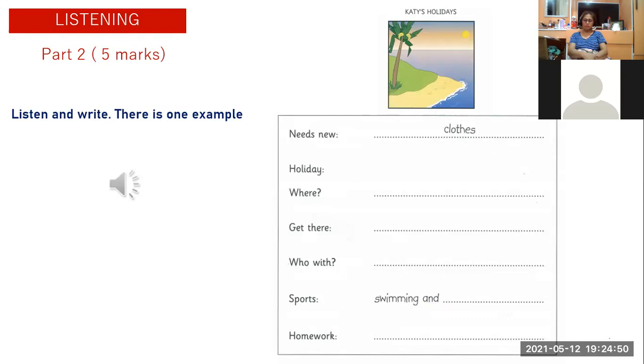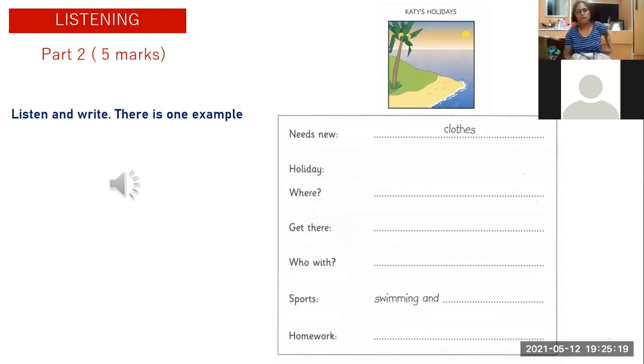Okay, children. Today is the last day of school. I want to ask you some questions about the holidays. Katie, what are you going to do? Well, first we're going to go shopping. I need a lot of new clothes for my holiday. Can you see the answer? Now you listen and write.